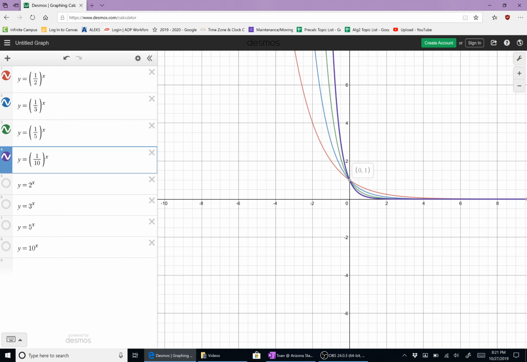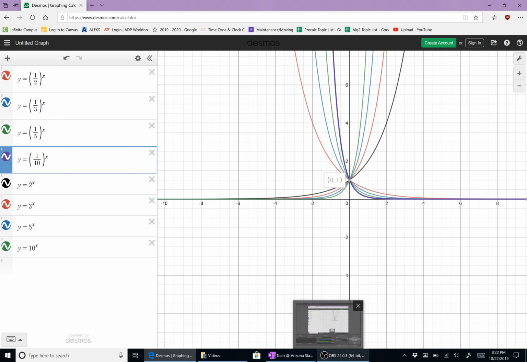And what if I make the base relatively big? What if I make the base 2, 3, 5, or 10? It looks like changing the base does change the narrowness or the steepness of the graph, but it basically has two generic shapes, and it all goes through this point 0, 1. So let's summarize these observations in our notes here.